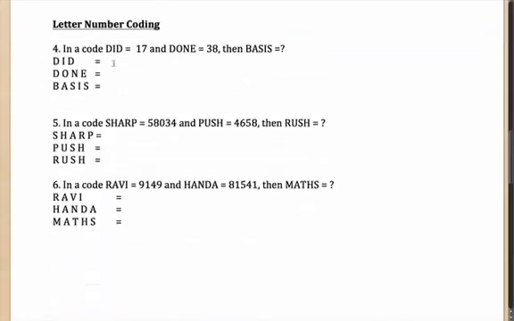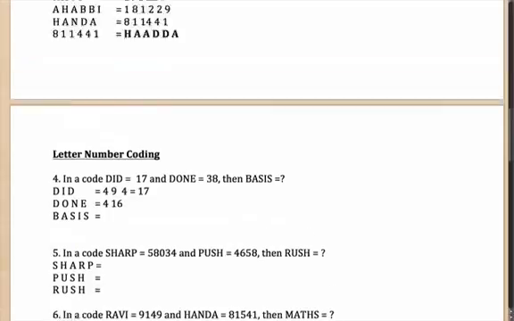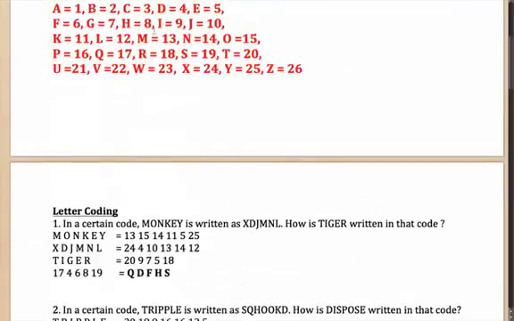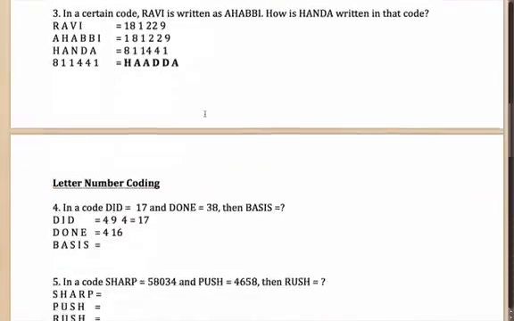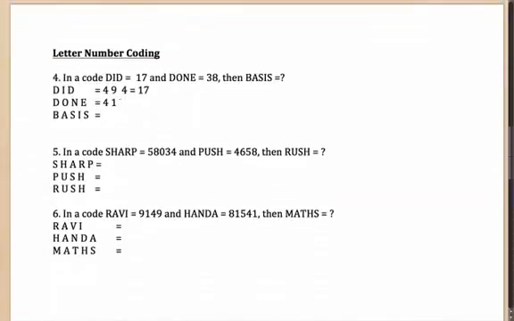Now what happens here? Did is 17. So what are D, I, and D? D is 4, I is 9, this is 4 again, which is somehow becoming 17. Very similarly done. So D is 4. How much is O? O is 16. N is 14. Let me just check. O is 15 and N is 14. Okay, so I have O is 15, N is 14, and E is 5, which is becoming 38.